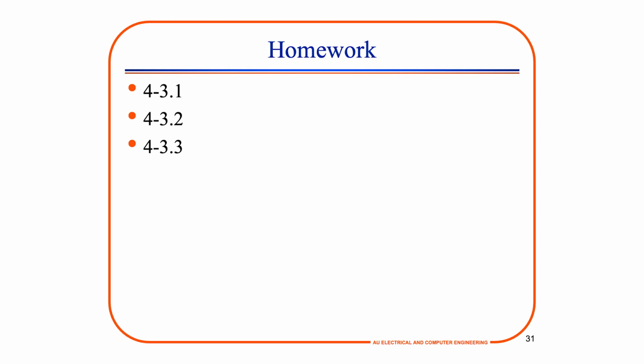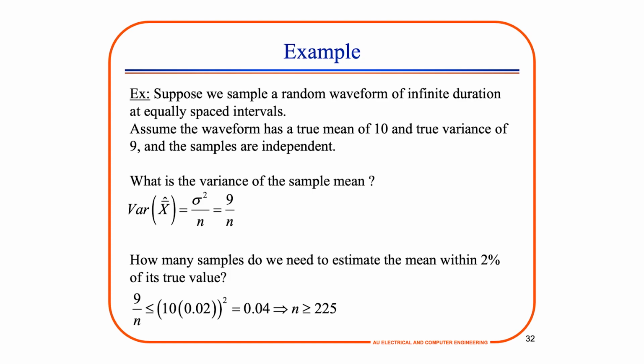All right, next part. Suppose we have a random waveform of infinite duration, with equally spaced samples. Assume the waveform has a true mean of 10 and a true variance of 6. This is in the slides. What is the variance of the sample mean? Now this is just sigma squared over n, right? Do you remember that? And hopefully that's what it'll have.